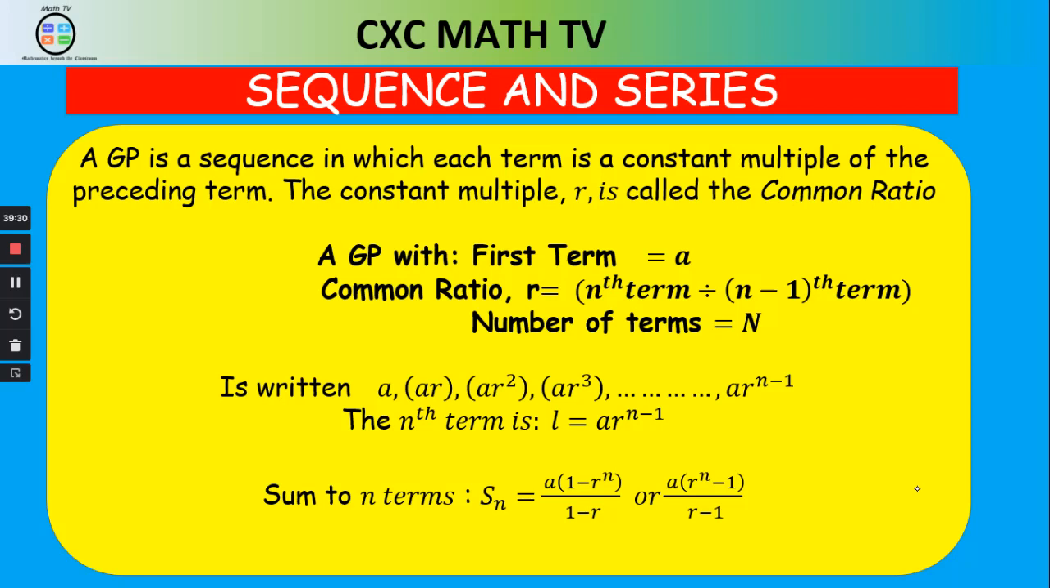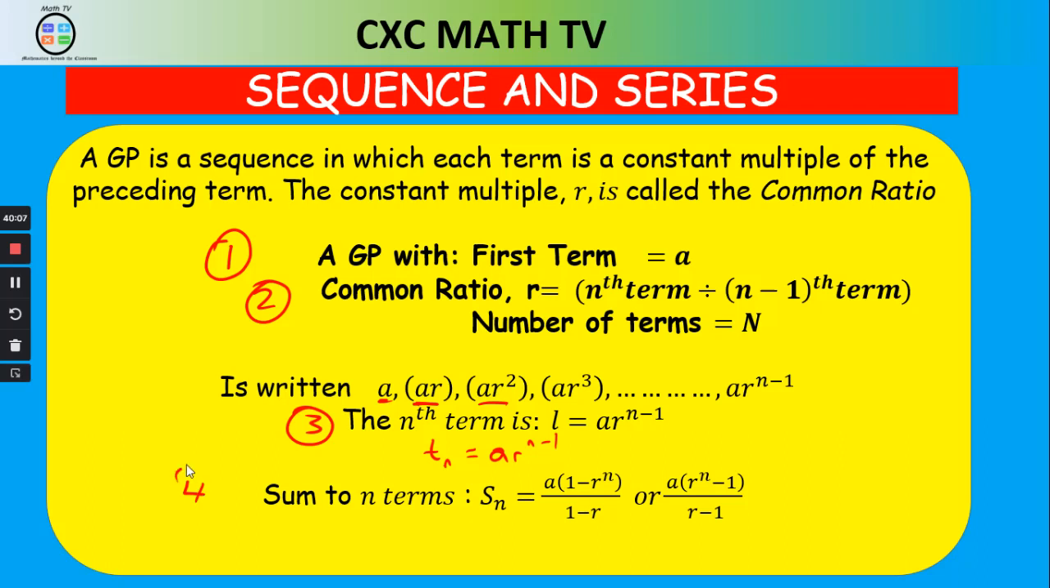Now we're going to move on to geometric progression. A geometric progression is a sequence in which each term is a constant multiple of the preceding term. So you must know these things with GP. The first term in a GP we call a. The common ratio is r, and it's found by dividing the nth term by the n minus 1 term. Generally, the first term of a GP is a, so the second term is a times r, the third term is a times r squared, and for each preceding term, it does multiply by r. So typically, the nth term Tn is a times r to the n minus 1.